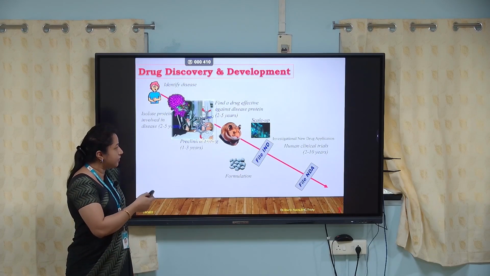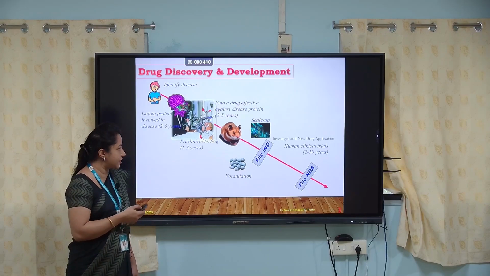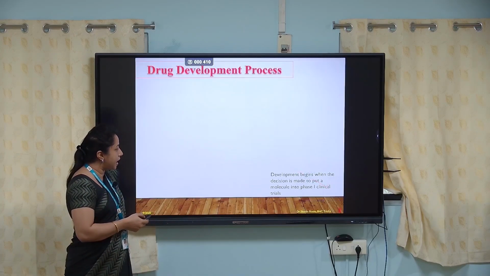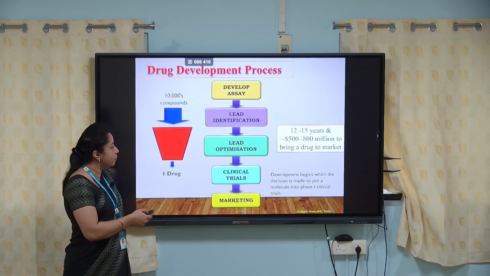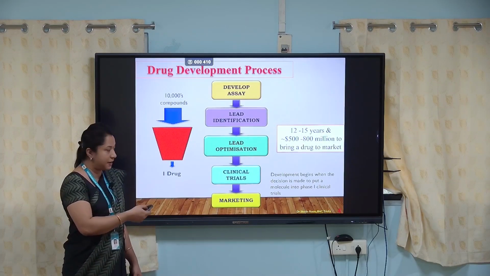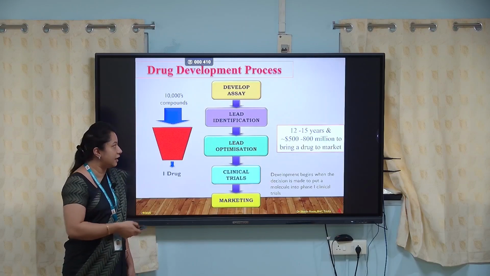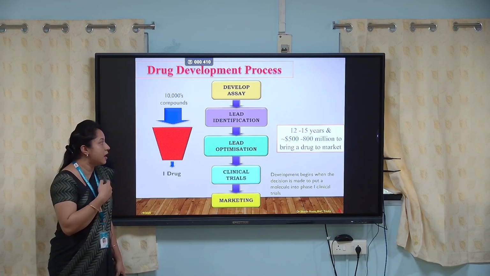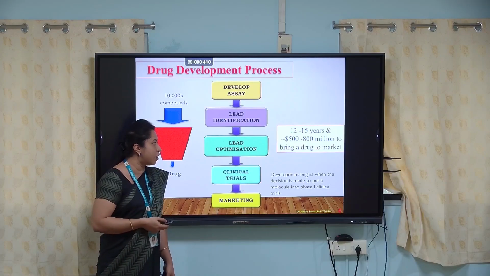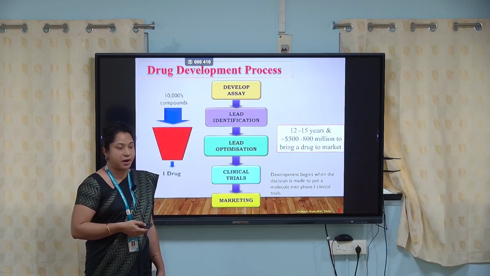approval: before the investigational new drug application is filed, till the FDA approval, the development begins with the decision made to put it into a clinical phase by developing an assay. Until the marketing comes, it will take nearly 12 to 15 years, and we need to spend across $800 million to bring a drug to a market.